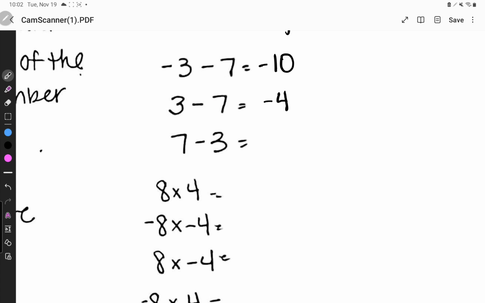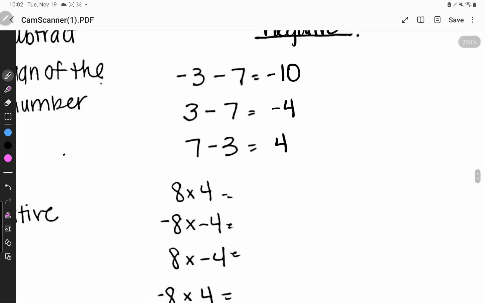And then for the last one, I have 7 minus 3. Those are different signs because 3 is negative, 7 is positive, so I subtract and I keep the sign of the bigger number. 7 is bigger, so that is a +4.